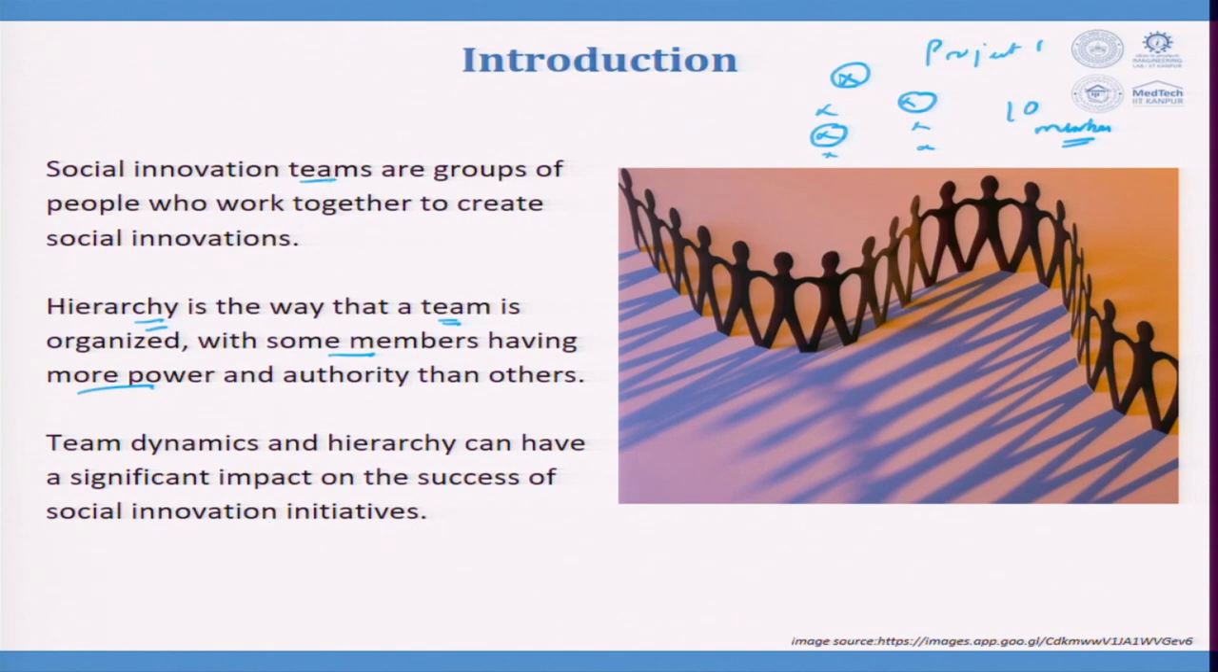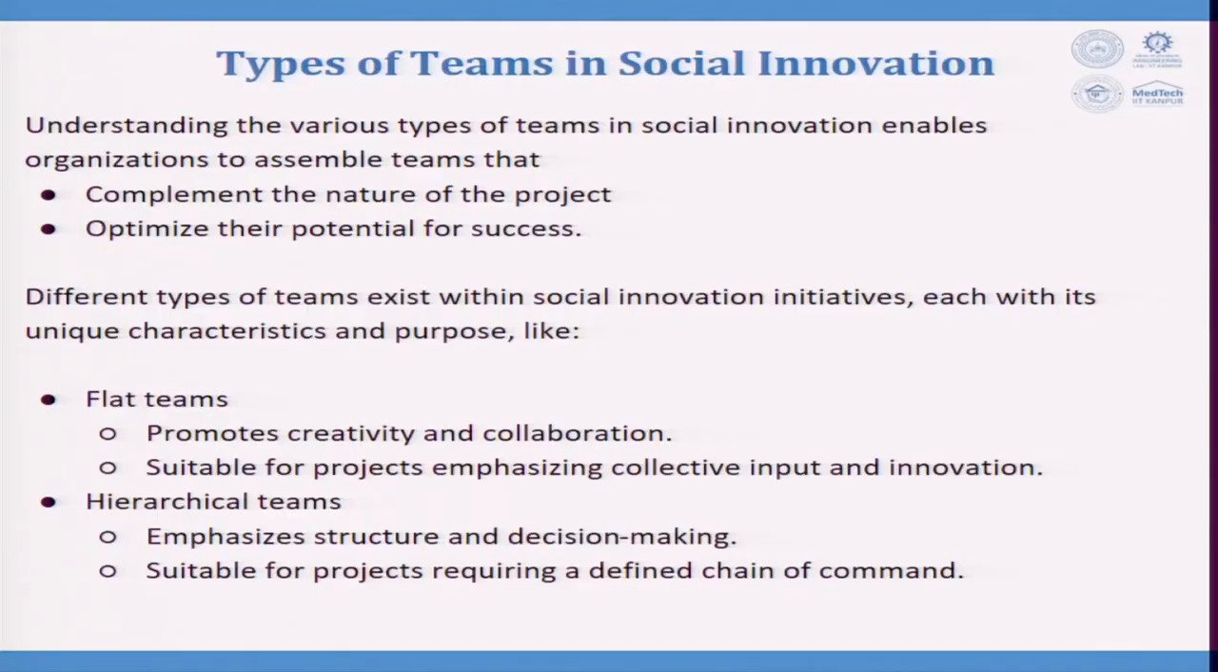A social innovation team is required. I have told you, innovation cannot happen individually. There has to be a team with complementary knowledge. So, hierarchy must be there, and a few people will have more power and authority. It can be financial power, it can be the leave sanctioning power, or whatever it is.